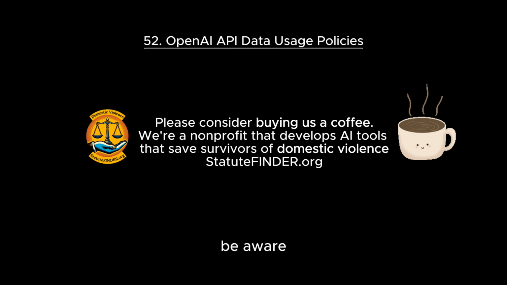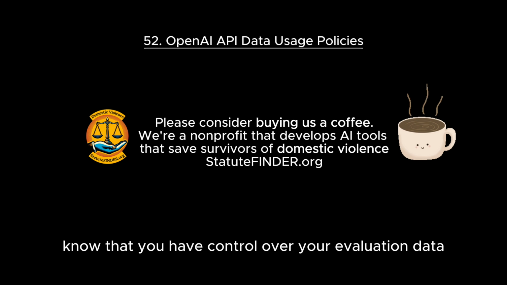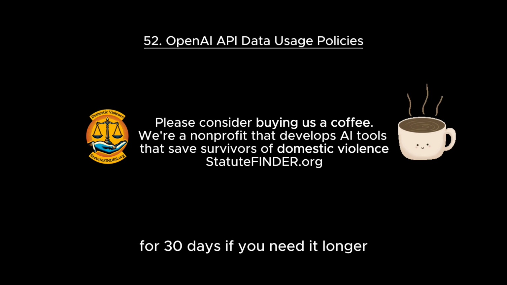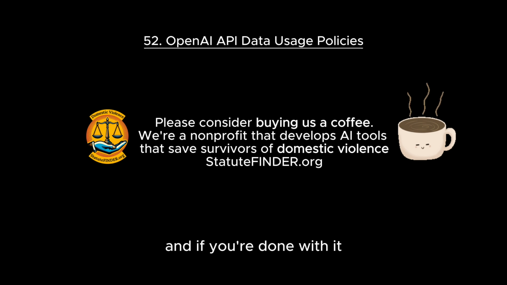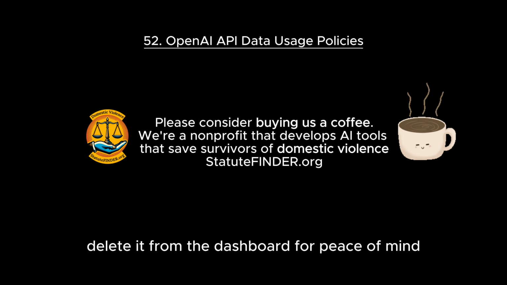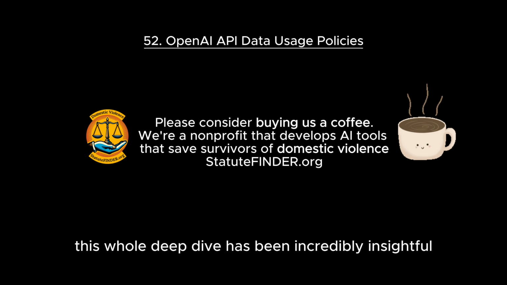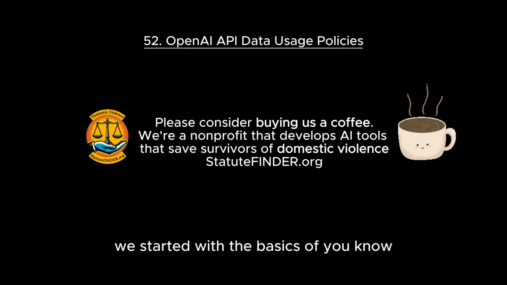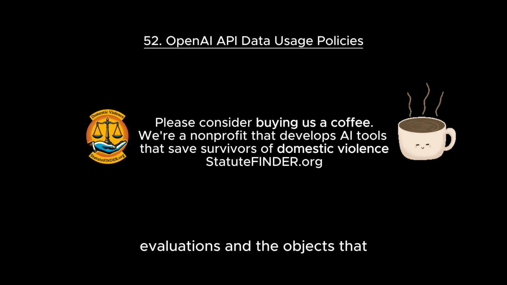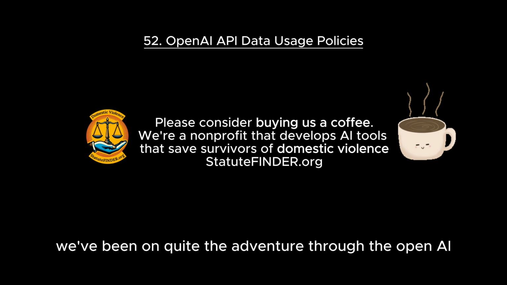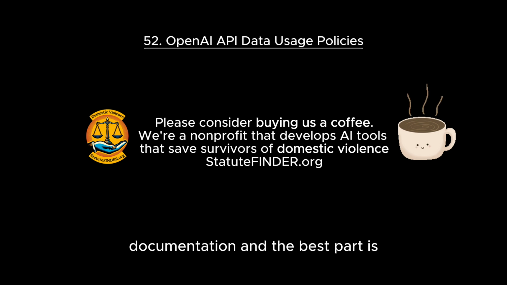Be deliberate. Be aware. Know that you have control over your evaluation data for 30 days. If you need it longer, that's fine, but understand OpenAI might retain it indefinitely. And if you're done with it, delete it from the dashboard for peace of mind. Great advice. This whole deep dive has been incredibly insightful. We started with the basics of data retention and ended up exploring the nuances of assistants, evaluations, and the objects that power them. We've been on quite the adventure through the OpenAI documentation.